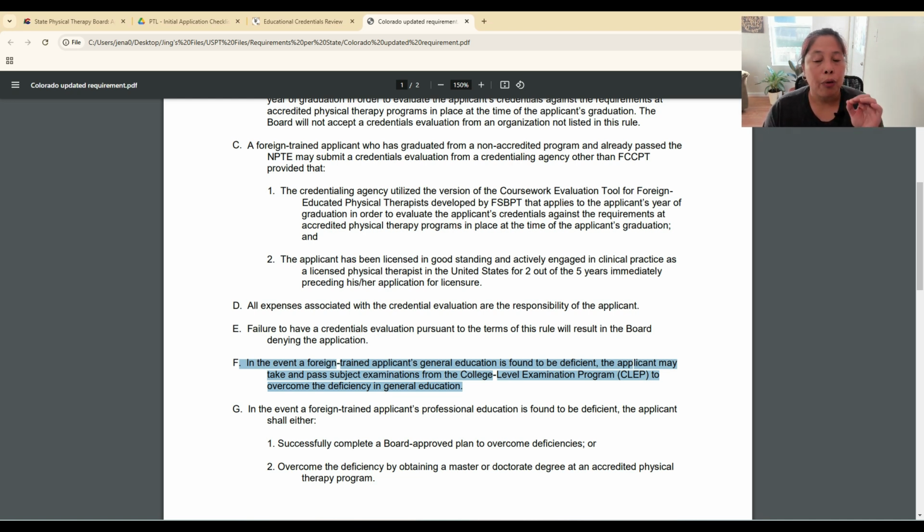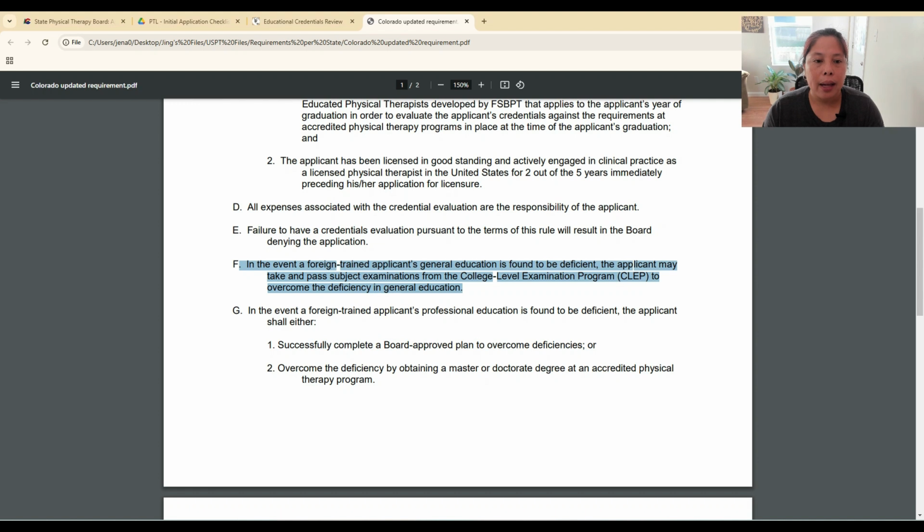Okay? So only for general education. CLEP is for general education. It's not for professional education. Okay? In the event a foreign trained applicant's professional education is found to be deficient, so the professional education, this is the second part of the coursework tool, the applicant shall either successfully complete a board approved plan to overcome deficiencies, okay, or overcome the deficiency by obtaining a master or doctorate degree at an accredited physical therapy program.